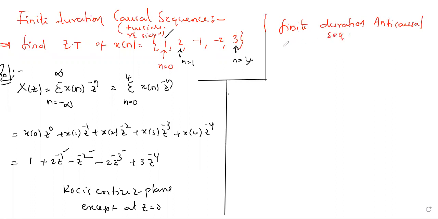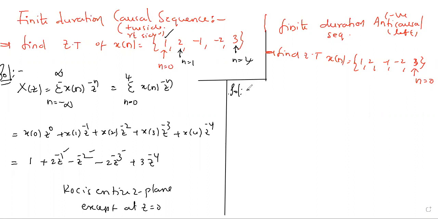Anti-causal sequence. So example, again, find the Z transform of x of n equal to, say, let us take the same amplitude values, 1, 2, minus 1, minus 2, 3. But where will be the index now? Here, n equal to 0. So it is a negative sided sequence. Anti-causal means negative sided or left sided sequence. Okay. Now try to solve this easily.